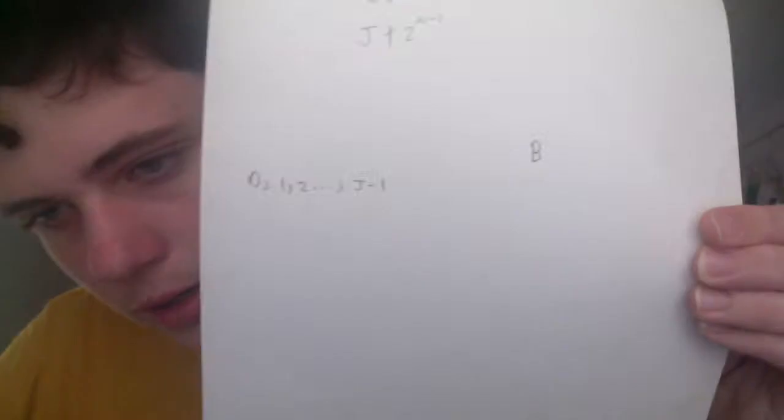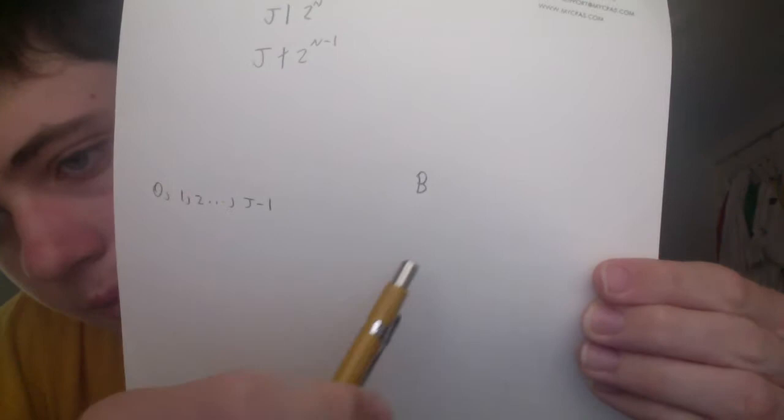And then when I double that, I get the next element. Let's call this element B. So the remainder of 2 to the n minus 1 when I divide by J is going to be B. It's somewhere in here, and it's not zero, as we talked about. Now let's look at the multiples of B.